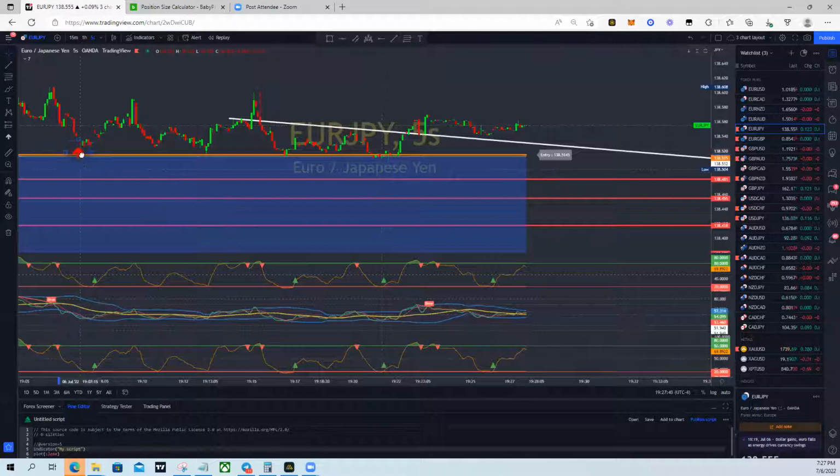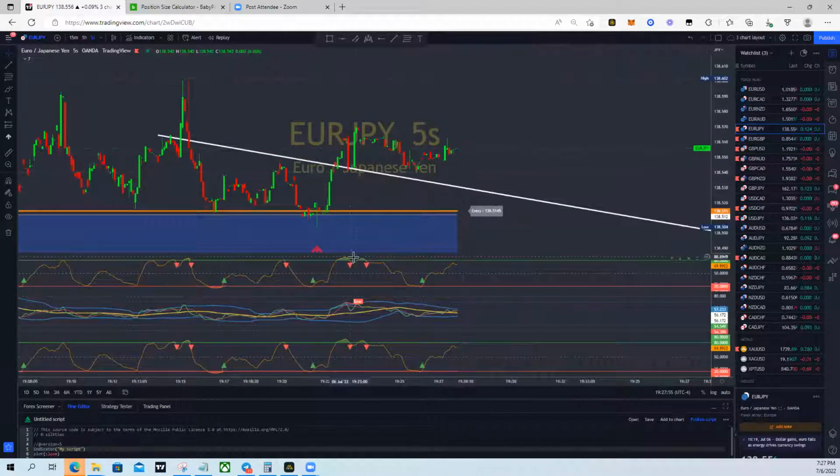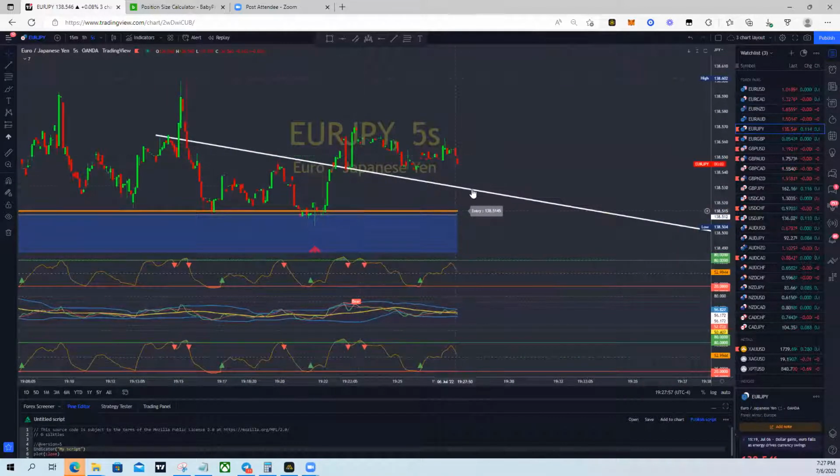Look at these bounces. It's bouncing, it's bouncing, it's bouncing. It's not trying to come back into the zone. If it ain't trying to come back into the zone, it has only one other direction to go, and that's up. Currently, we're up about 5 pips. That's EJ. Let's go back to the other ones. Let's scan real quick.